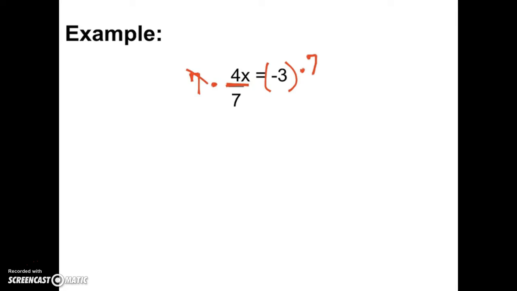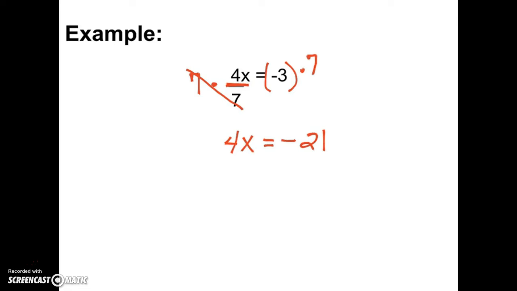Over here, 7 divided by 7 is going to cancel out. It's just 1. 1 times 4 is still just 4. So I have 4x. And then I'm doing negative 3 times 7, and that is going to be negative 21. Remember, the rules for multiplying with negative numbers are: if you have 1 negative times 1 positive, the answer is always negative. If both of them have the same sign, it's always positive.